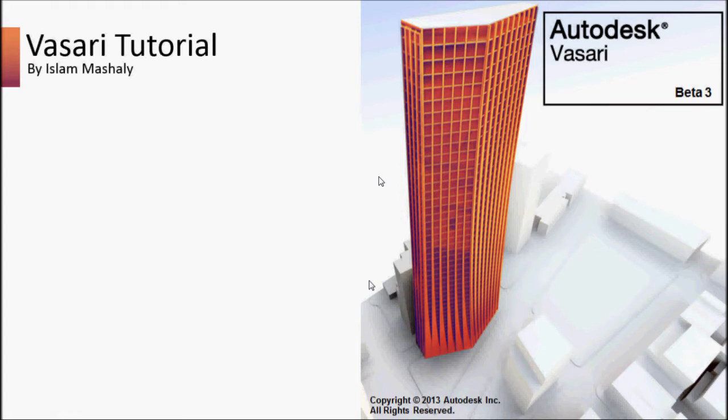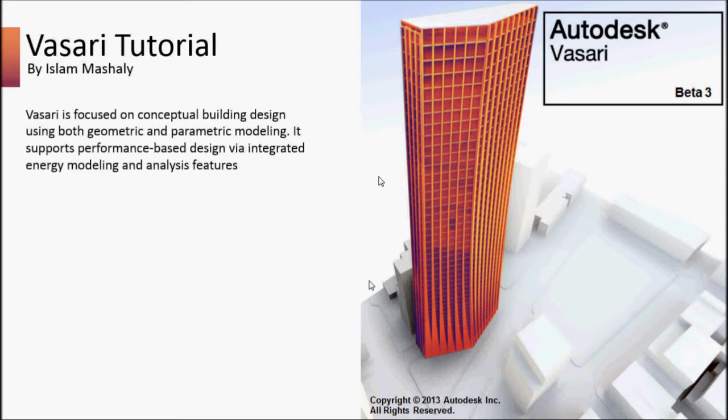We'll start the semester with a simple expressive tool for creating building concepts. The tool we're using is an Autodesk product just like Revit, and it's called Vasari. Vasari is focused on conceptual building design, using both geometric and parametric modeling. It supports performance-based design via integrated energy modeling and analysis features.